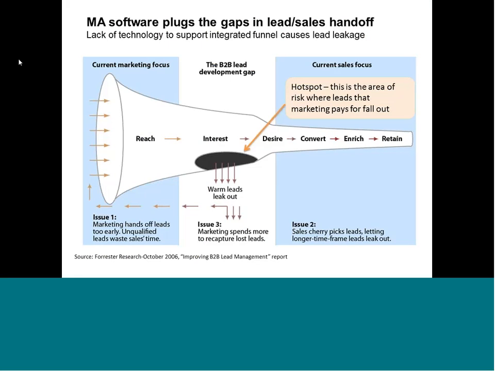Marketers generally want to push as much into the top of the funnel as they can. Sales wants to cherry pick and work the deals that they think they can close. What tends to happen, though, is if you don't have good automation processes in place, you're going to have a consistent stream of warm leads leaking out of your funnel, and you don't want that to happen.